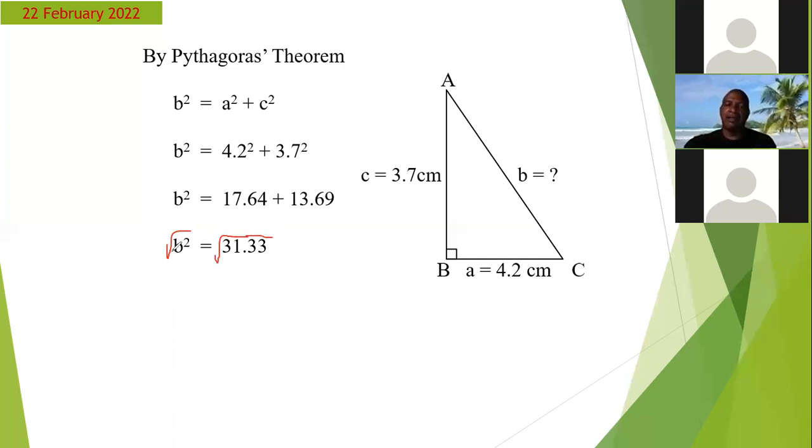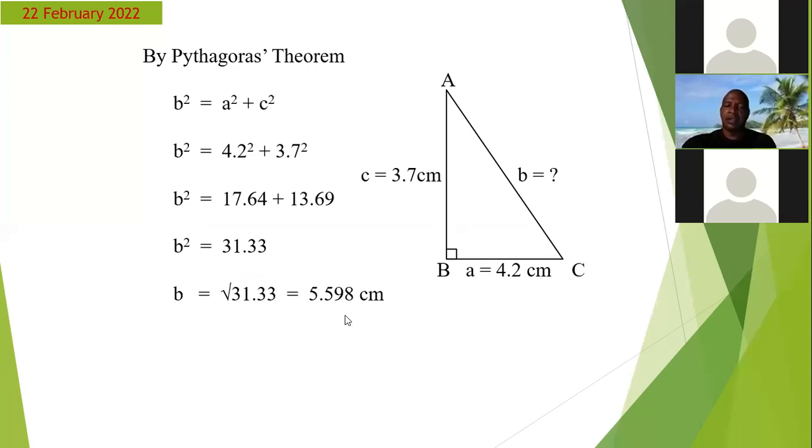Now, on the left-hand side, the square root symbol cancels with the square. So all you're left with is just B on the left-hand side. The square would have canceled. And then this side would be the square root of 31.33. You can use your calculator to work that out, and then you will get the answer 5.6. All right.